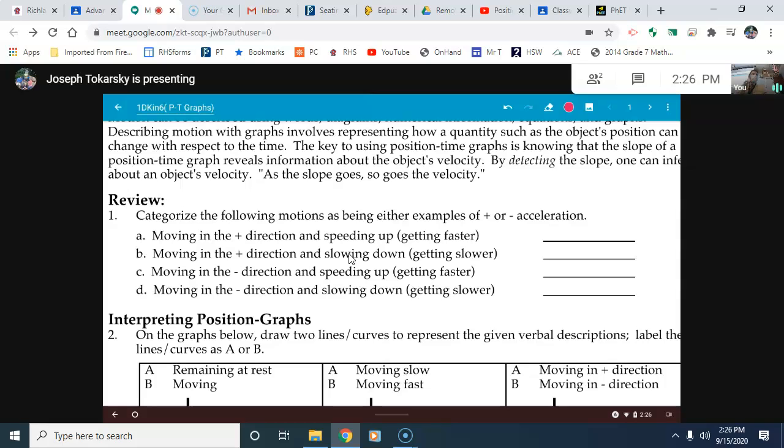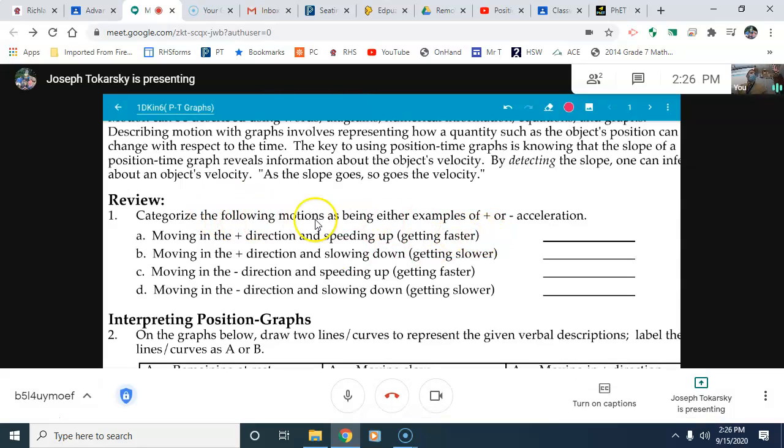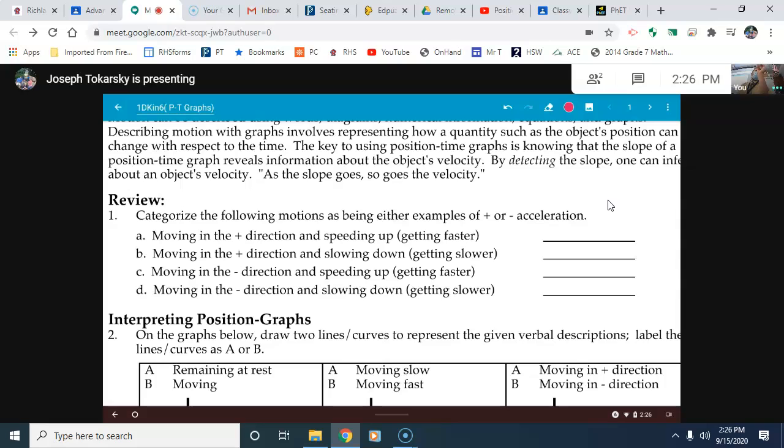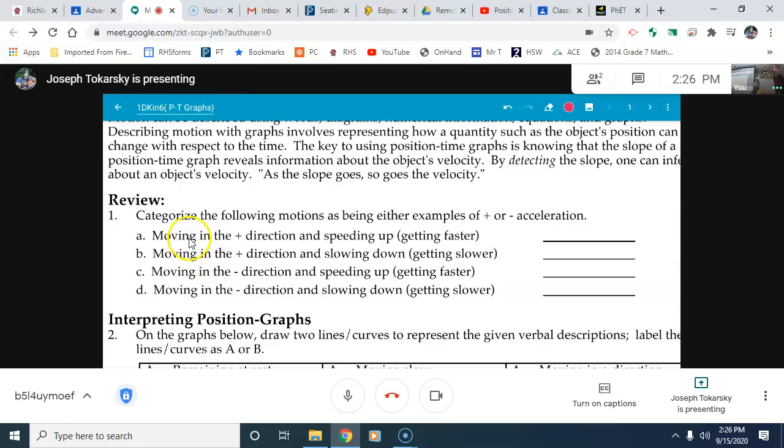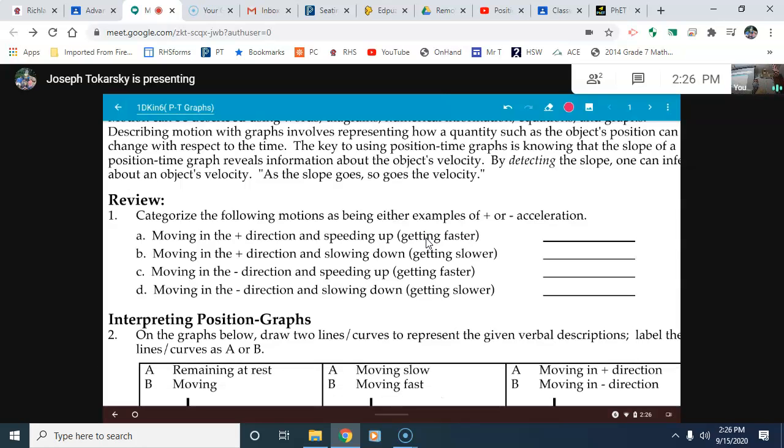So moving in the positive direction and speeding up, it says categorize the following motions as either positive or negative acceleration. Remember we said that the only way to speed up is if the sign of your velocity, or which way you're moving in the first place, and your acceleration sign are the same. We did a study guide where that happened. There was a question on a quiz on something like this. So if we're moving positive and we get faster, that means speeding up, right? That means your acceleration has to have the same sign as the direction you're moving in. So we just need to put signs on these lines.